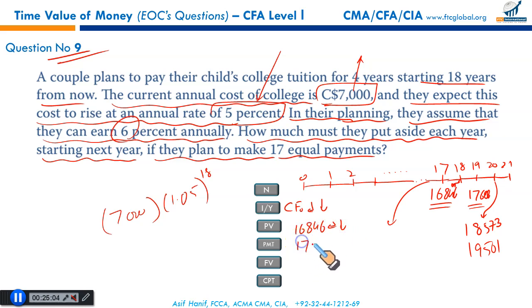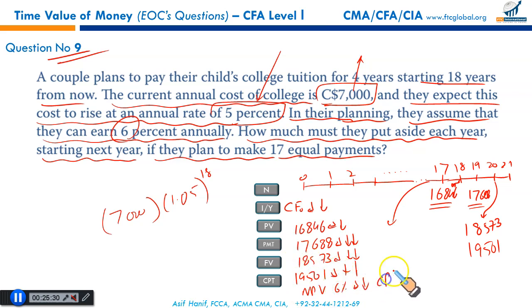I'm sure you are doing your computation side by side. 17,688. Enter, down arrow key twice because it's a single cash flow. Then 18,573. Down arrow key twice. And then you have 19,501. All these future payments in year 18, 19, 20 have been entered. You calculate NPV by putting a 6% discount rate, enter, down arrow key and compute. You will get the present value of these 4 payments at the end of year 17, which will be, I guess, 62,679.49.